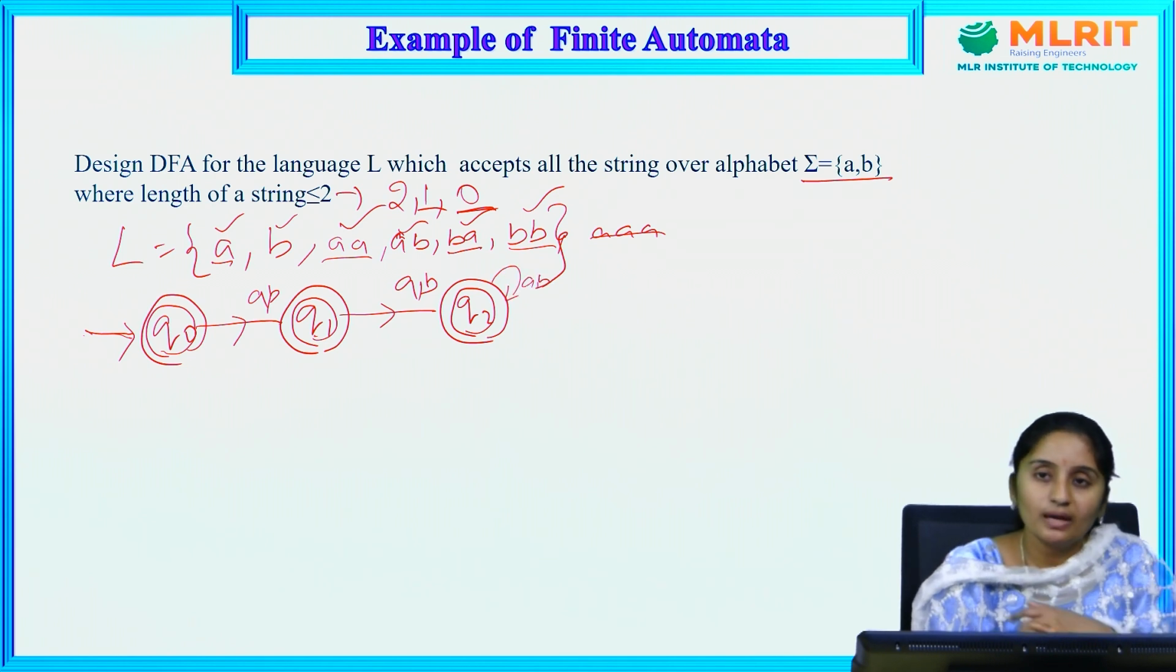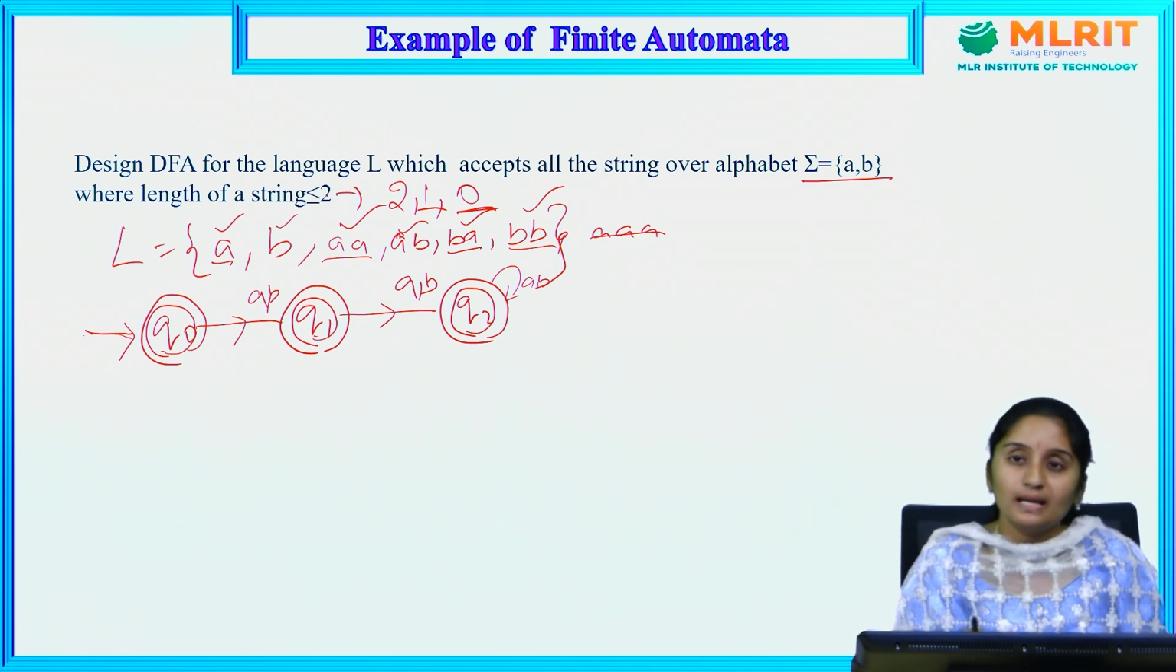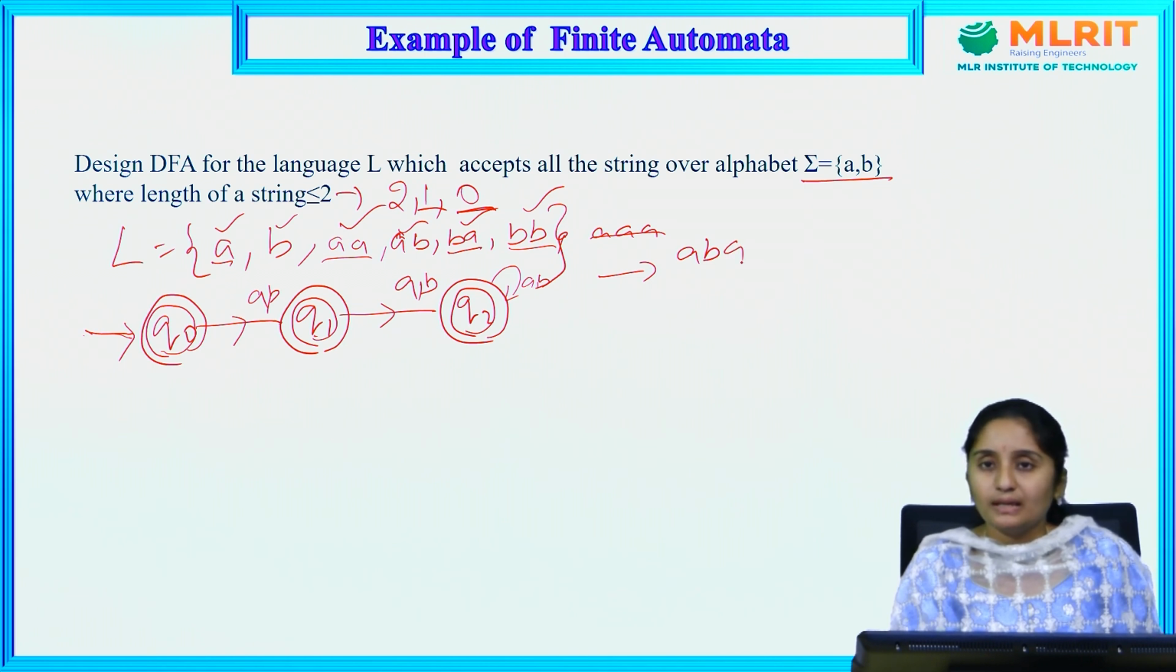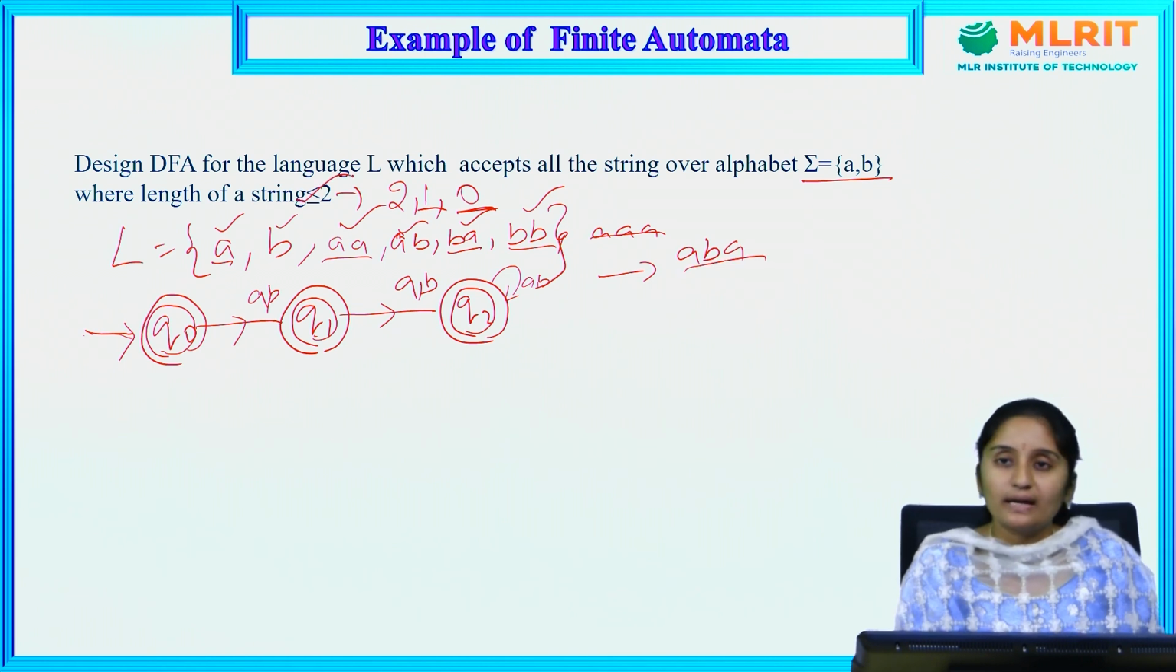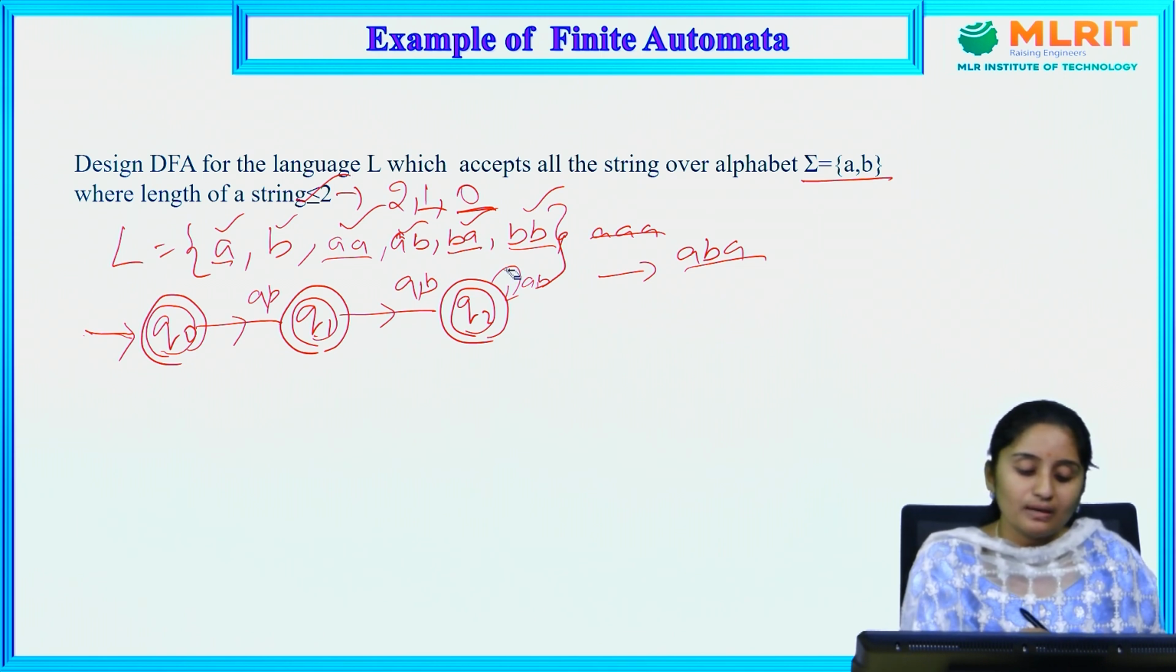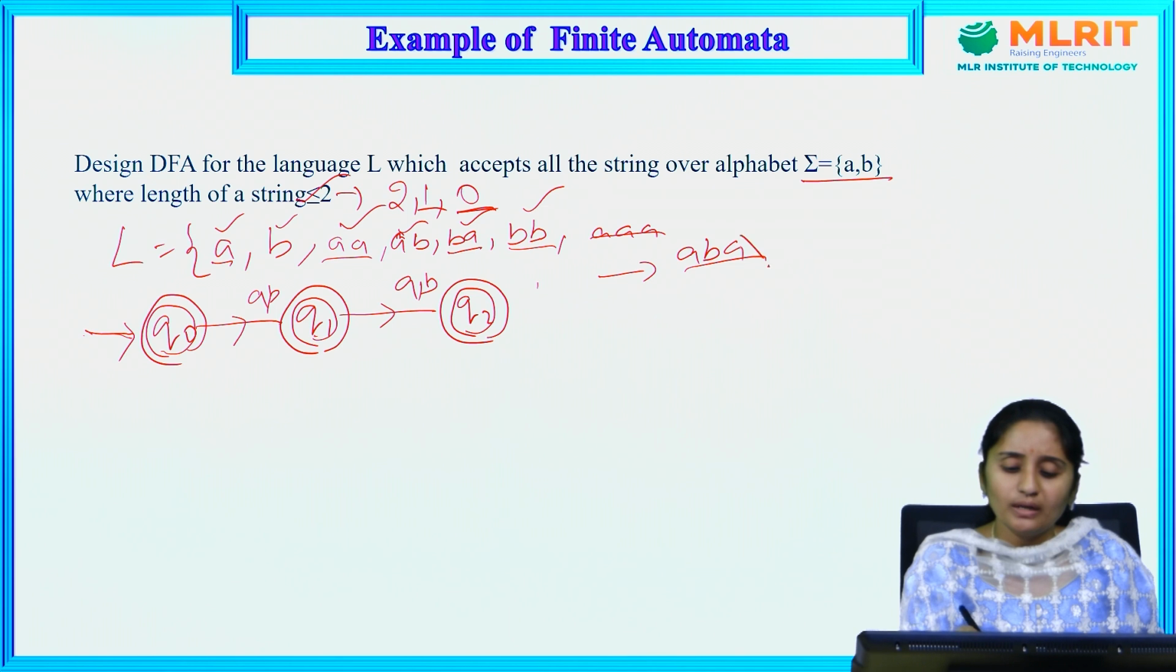But here I cannot keep a self loop with A comma B. Why? Because the length of the string is less than or equal to 2. If I keep it, the strings it reads, A, B, A is also a string it can read. This is a string of length 3. But our condition is it should accept only strings of length less than or equal to 2. So this is not accepted here.